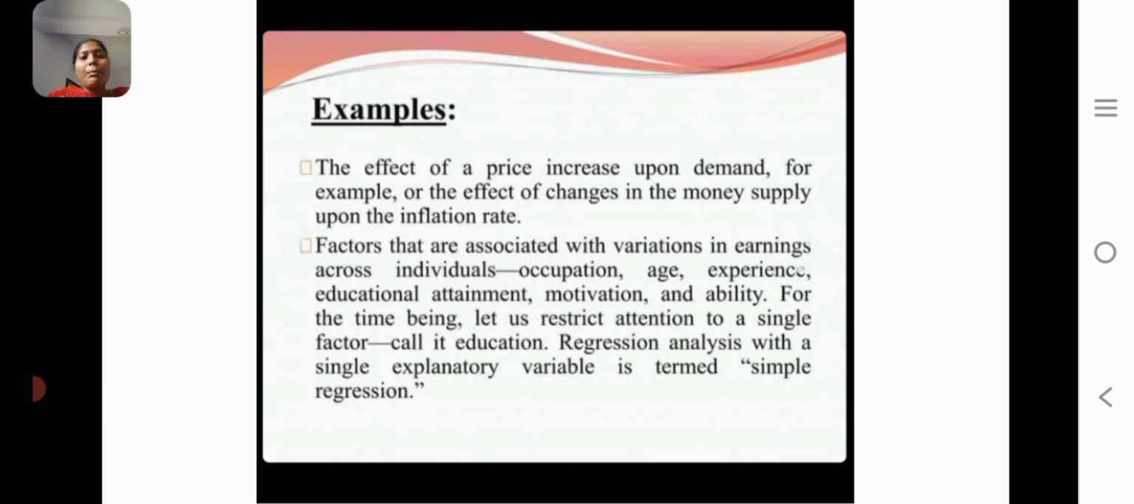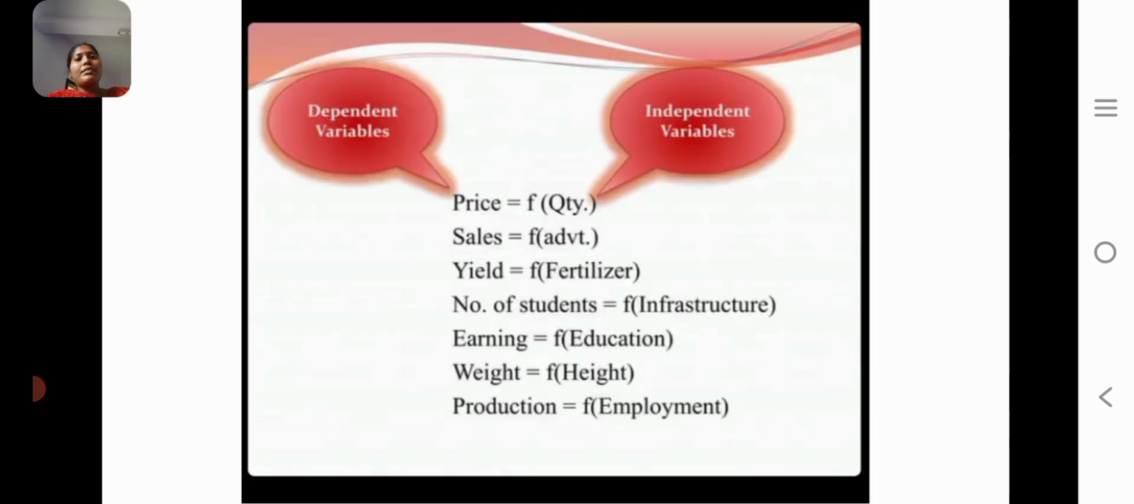Then another type: the factors that are associated with variations in earnings across individuals. Some examples are age, experience, educational attainment, motivation, and ability. Let's see some of the examples. In this example, we see some dependent variables and some independent variables. Product price depends upon the quantity, but the quantity is the independent variable.